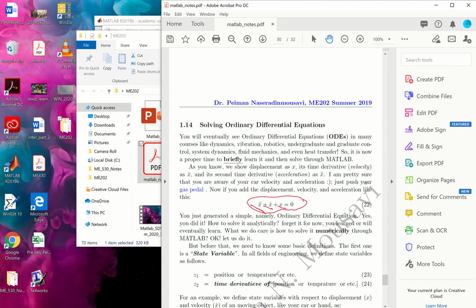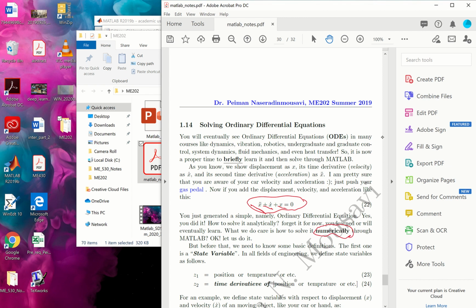ODE. This is the simplest version of a linear differential equation. Yes, you did it. How to solve it analytically? Forget it for now, because you need to go to algebra class. You learned or will eventually learn. What we do care is how to solve it numerically, not analytically, through MATLAB. Okay, let's do it. But before that, we need to know some basic definitions.